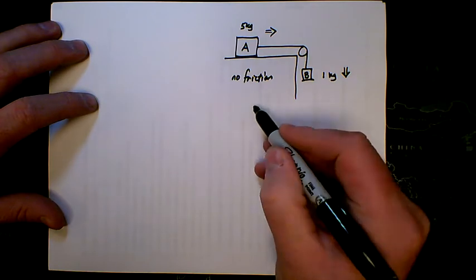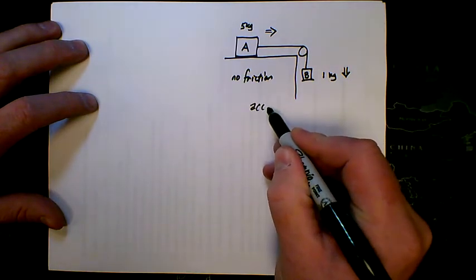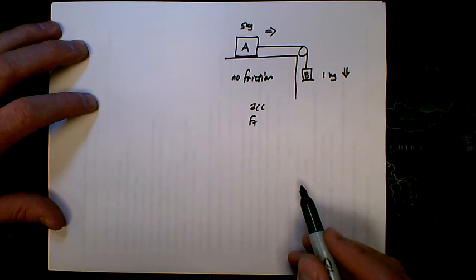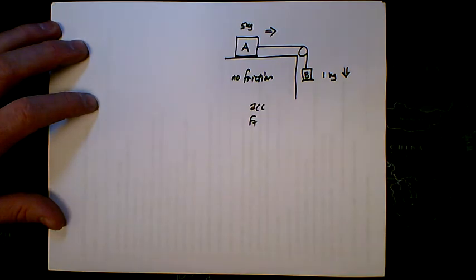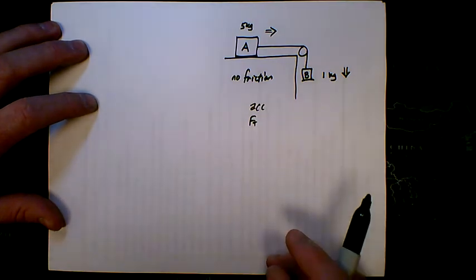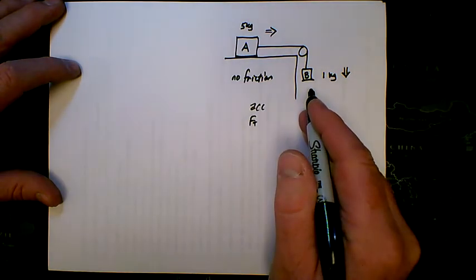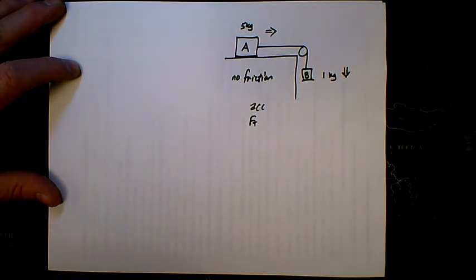So if we want to find the acceleration and the tension in the string, there's a couple of different ways we can do it. The first way I'm going to show you is what we call a two-system approach. In other words, I treat object A and object B completely separately, and I'm going to work them out that way.